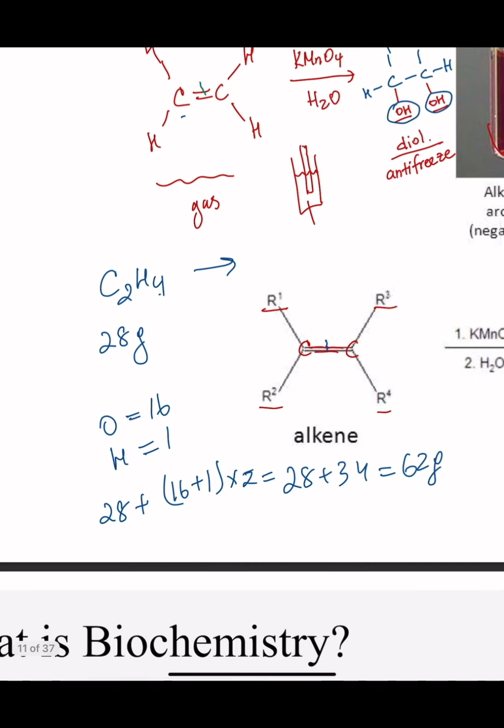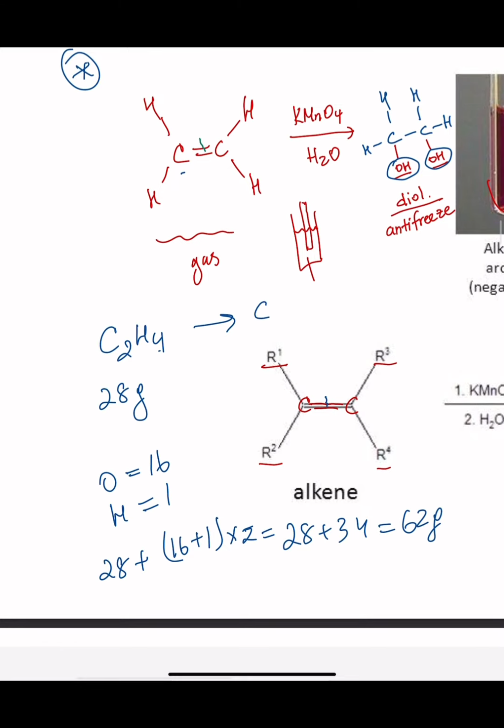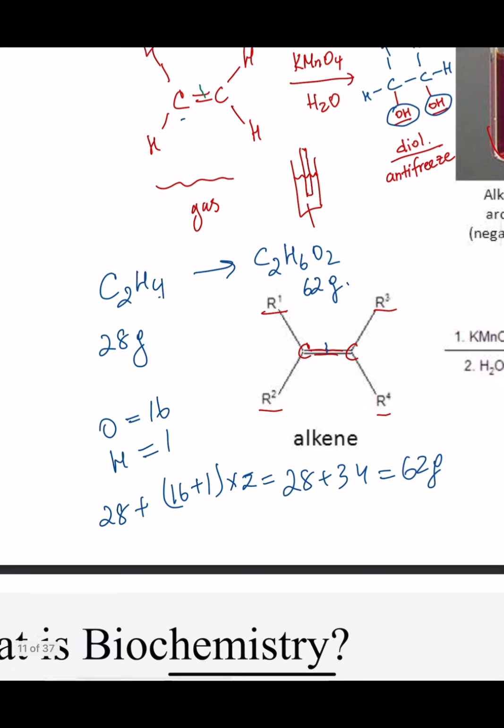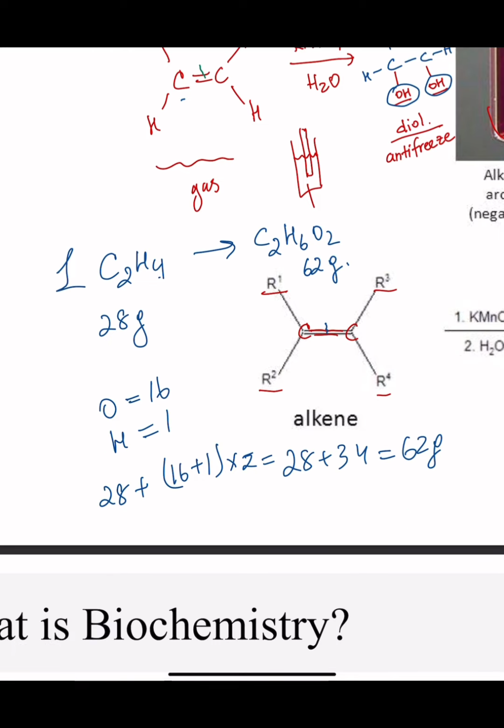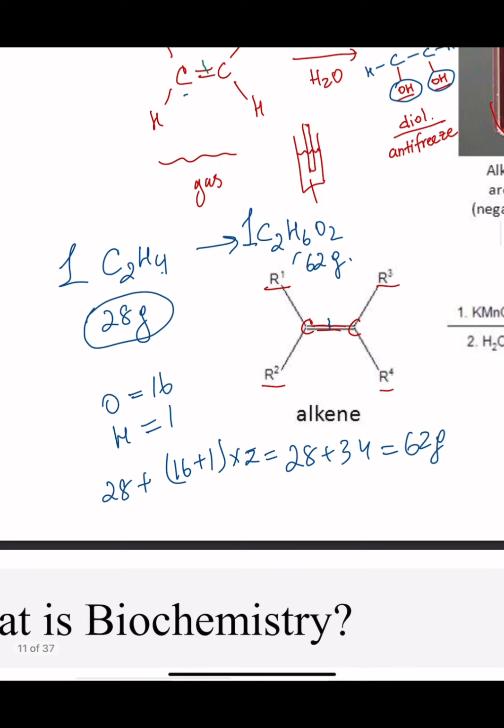Okay, so we got diol, or if you want to write the product molecular formula, it will be C2H6O2, and the formula mass would be 62 grams. As you see, from 1 mole, I got another 1 mole, right? So 28 grams of this give me 62 grams of that.